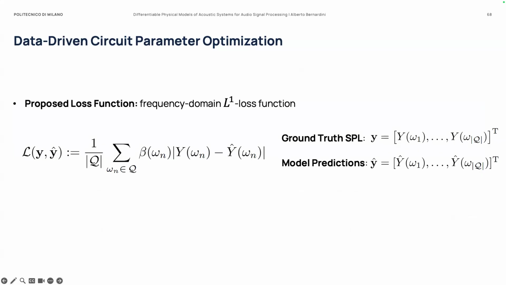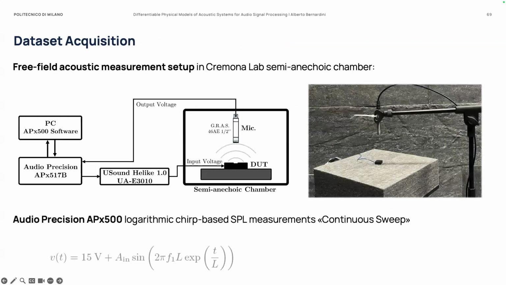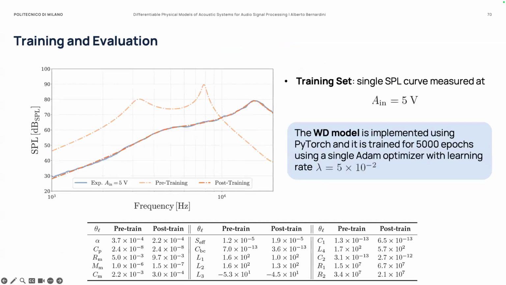In this case, we used a frequency domain loss function. So it's a weighted absolute error between the measures, and this is the weighting coefficient. I will not enter into details otherwise. Here is the setup that we use to measure this MEMS loudspeaker. This is the loudspeaker, this is the microphone, and we use the Audio Precision for the measurements. Just to have an idea, here is the curve before the training. And after the training, we matched the measured curve very well. So it seems a promising approach.